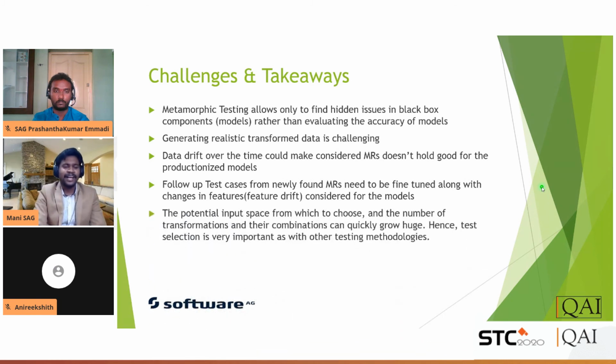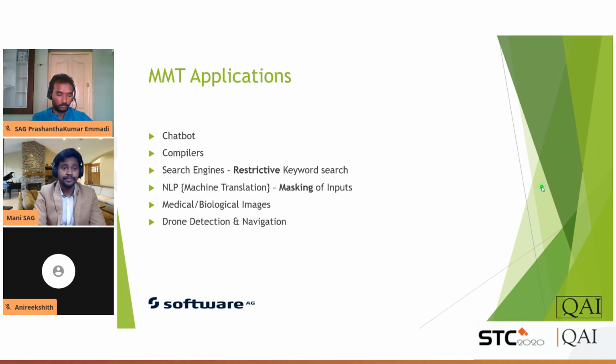Overall, the potential input space is much larger when it comes to machine learning applications. So your test selection is pretty important when you discuss this. That's where I was mentioning multiple personas, which are included in this approach. What are the different types of applications where you apply it? You have something like a chatbot application. People use it for compilers, where you don't know the expected output. Something like a search engine: imagine I search for something and get some output, but when I restrict the keyword, it should give a smaller result. So you're forming a relation there.